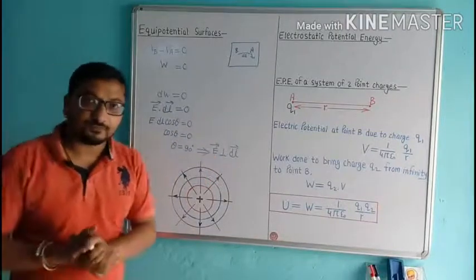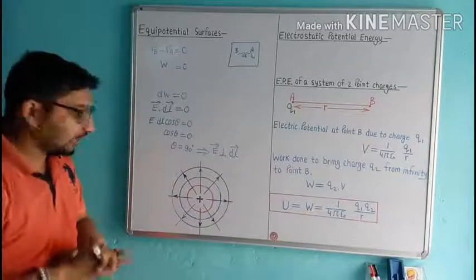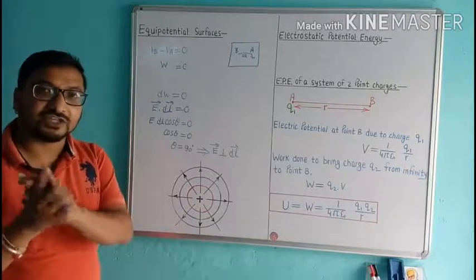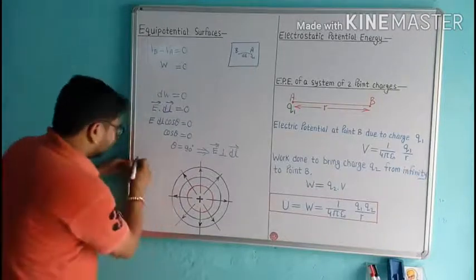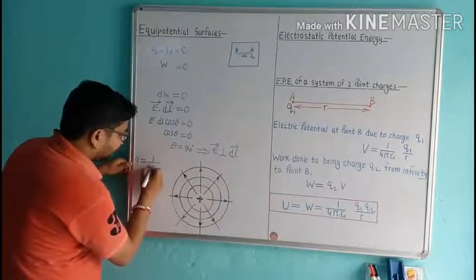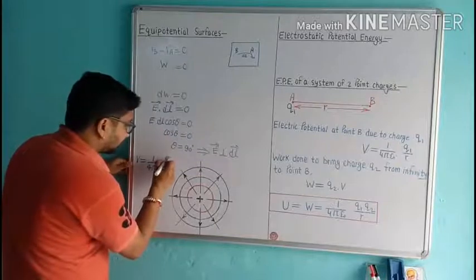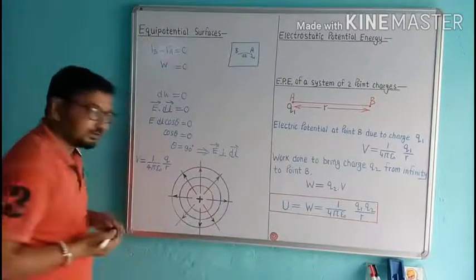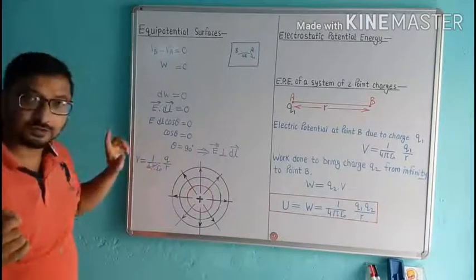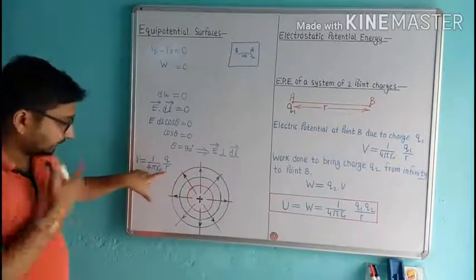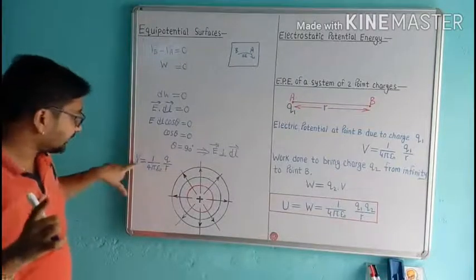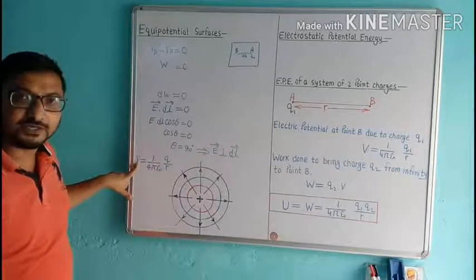Now, we know that the electric potential due to a single charge, V is equal to 1 upon 4 pi epsilon naught Q upon R. This is the formula of electric potential due to a single charge Q. Now from here, if R remains constant, then V will be constant.